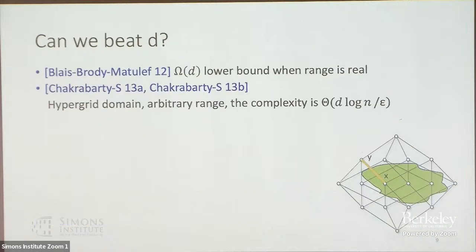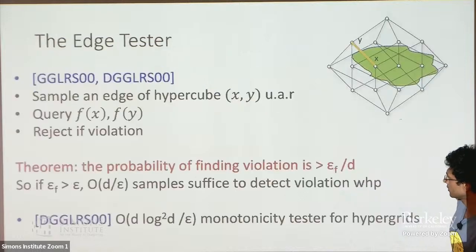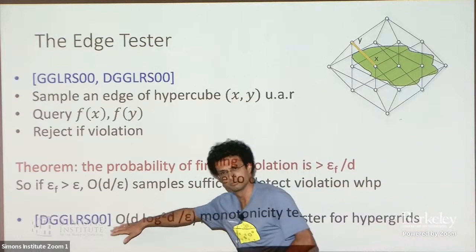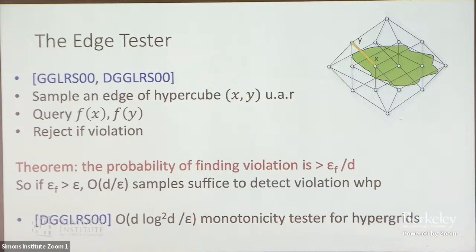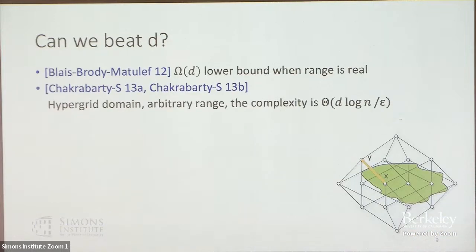And just to give you the sense of the year, this is about 99, 2000 when this work came out. In 2012, Blais, Brody, and Matulef, in a very beautiful argument with communication complexity, showed that there's actually an omega d lower bound for this problem when the range is real.